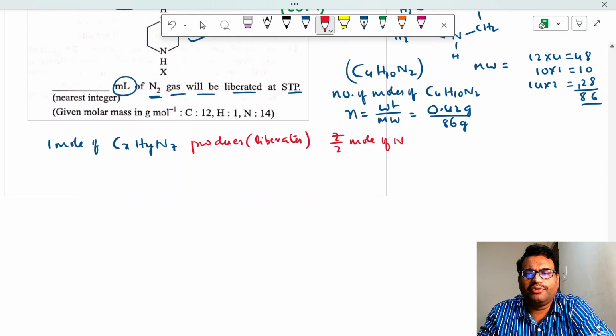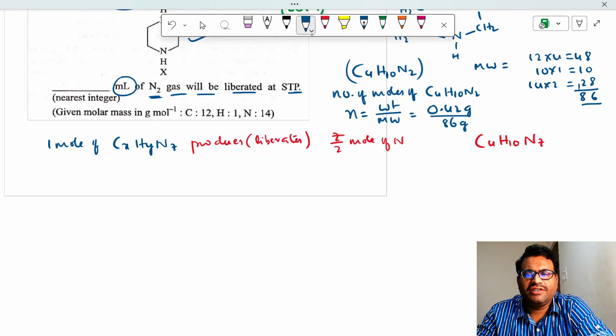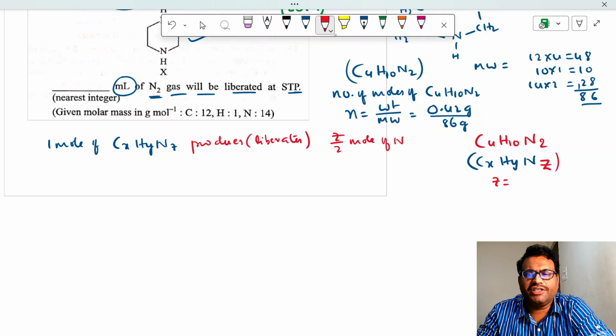If you look at this formula, C4H10N2, correlate it with CxHyNz, right? This is N2, this is Nz. Then what will be Z? Z is equal to 2, no? It is equal to 2.